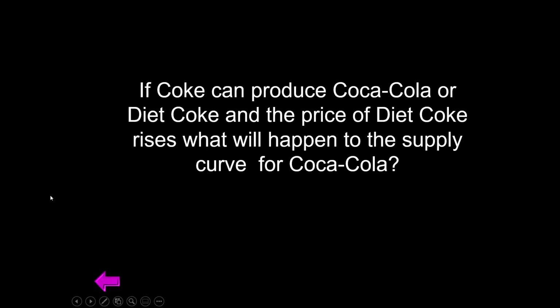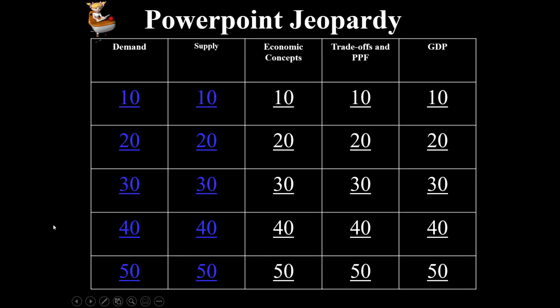If Coke can produce Coca-Cola or Diet Coke, and the price of Diet Coke rises, what will happen to the supply curve of Coca-Cola? The supply curve for Coca-Cola will shift left, decreasing the supply, because if they can only produce these 2, they'll want to produce more of the Diet Coke, which they can charge a higher price for.